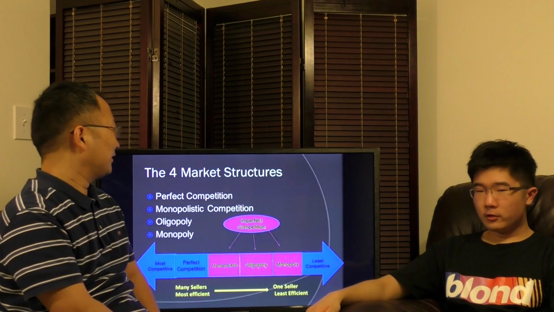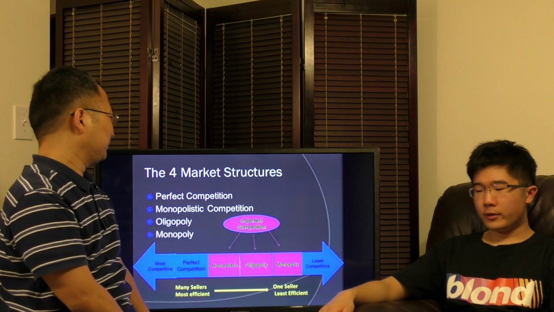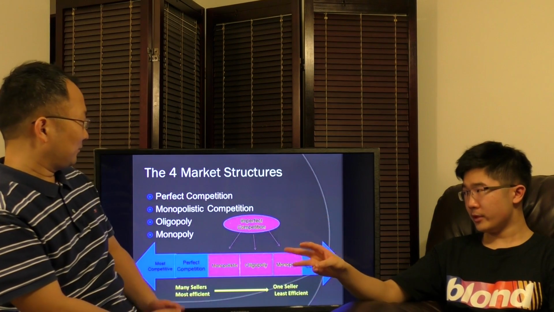Okay. So first of all, there are four total market structures for an economy, the different types of markets. There are perfect competition, monopolistic competition, oligopoly, and monopoly.